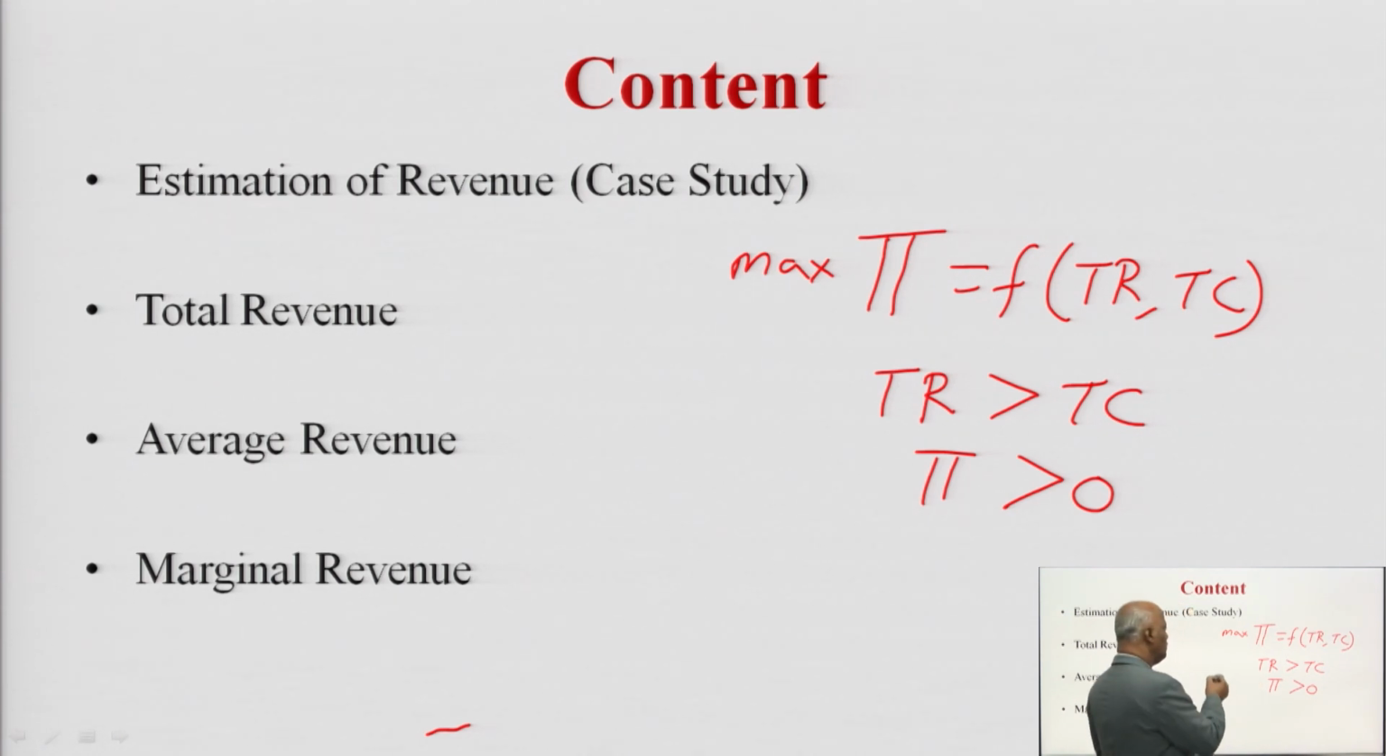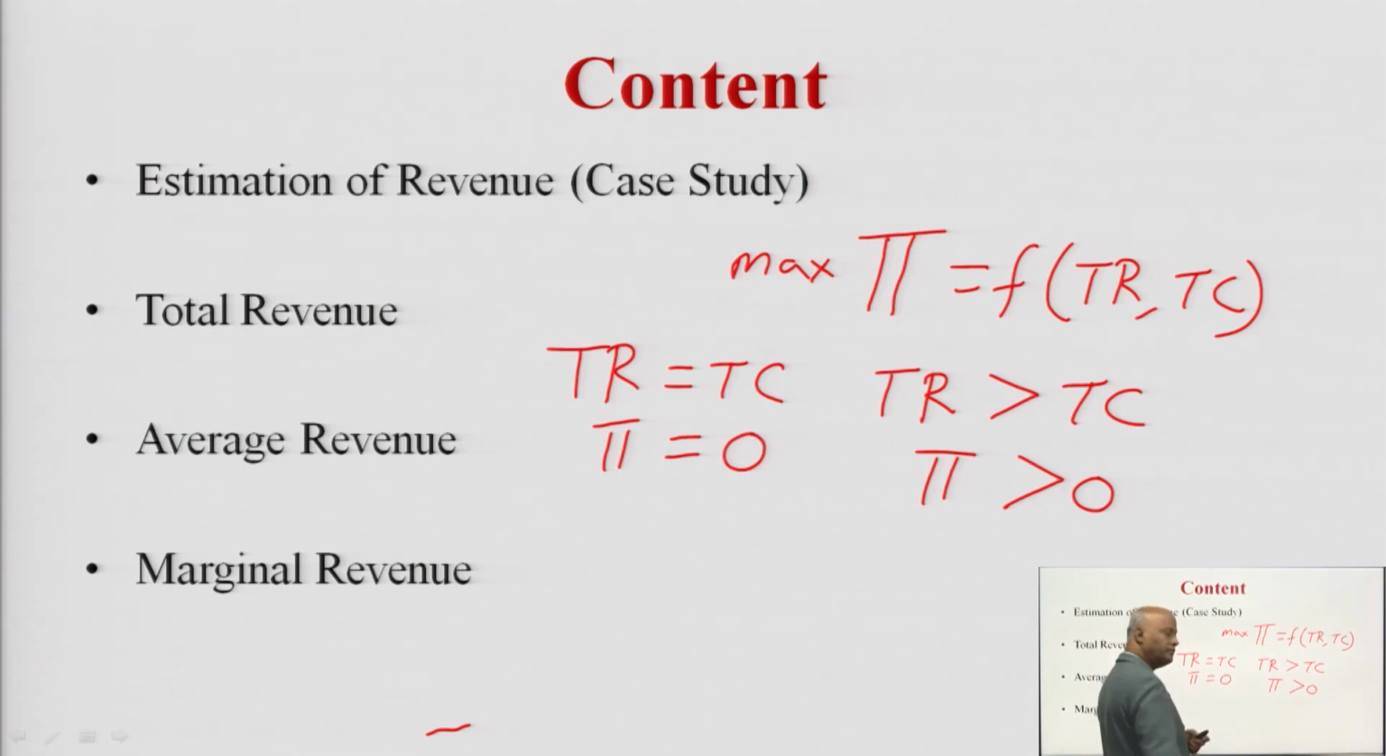Another situation you will also come across is if TR is equal to TC, that means total revenue is equal to total cost. In that case this is a situation of break even, that means no profit, no loss. Whatever is the earning, that revenue has been spent on different factor inputs. So, in this case the profit is equal to 0.